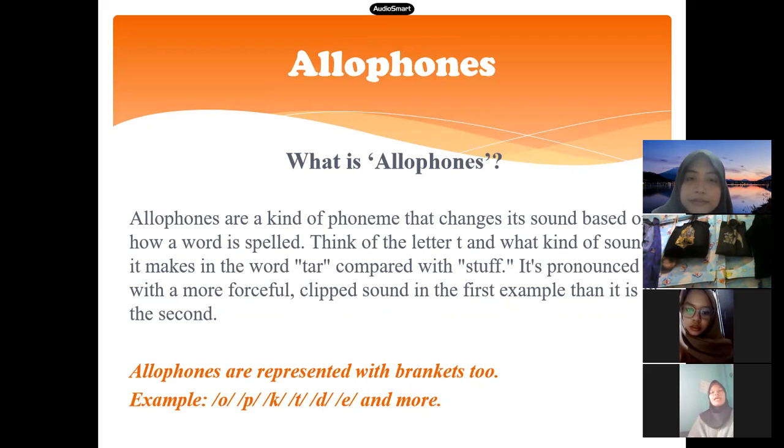Next, okay, allophones. What are allophones? Allophones are a kind of phoneme that change their sounds based on how a word is spelled. Think of the letter T and what kind of sound it makes in the word tar, compared with stop. It's pronounced with a more forceful, clipped sound in the first example than in the second. Allophones are represented with brackets.